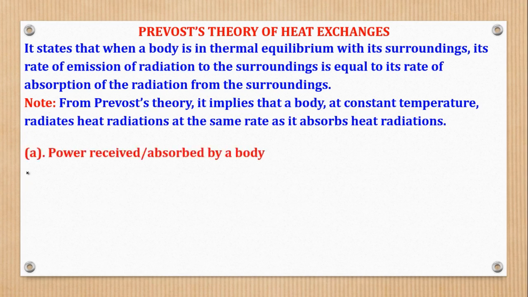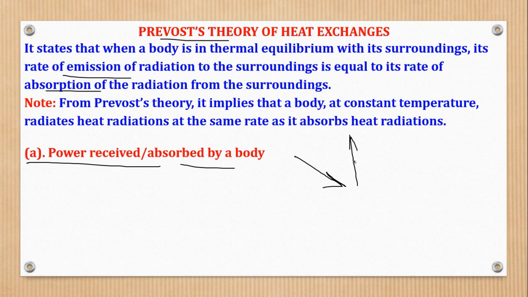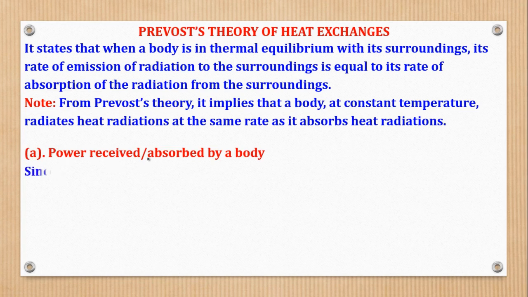And also there are some formulas which we need to go through. So one is the power received or absorbed by a body. So previously we saw power radiated by the sun, but now we are looking at power received by the body, because this previous theory has rate of emission and also rate of absorption. So it means that it receives radiation and it also radiates the radiation it has received. So we need to know the power received and also the power radiated. So let's start with this power received or power absorbed.